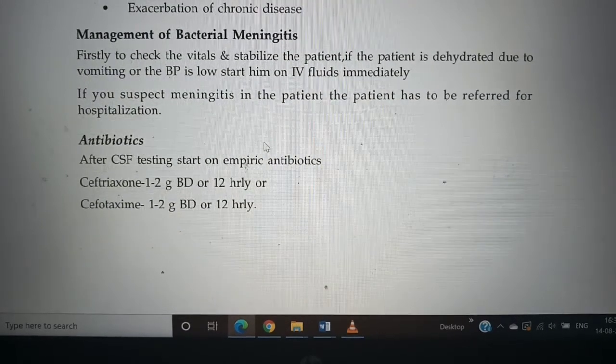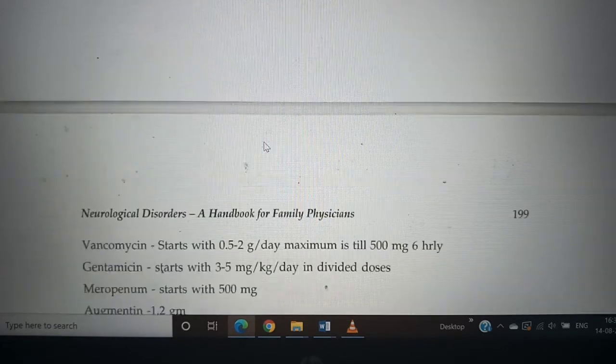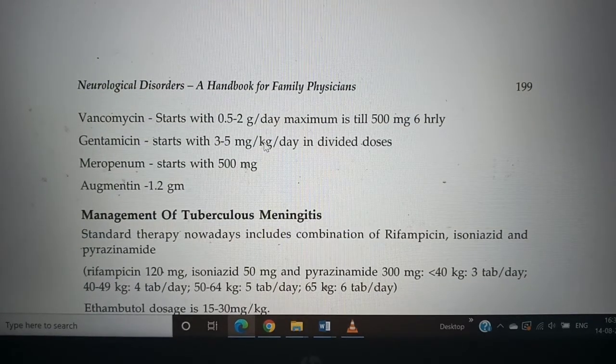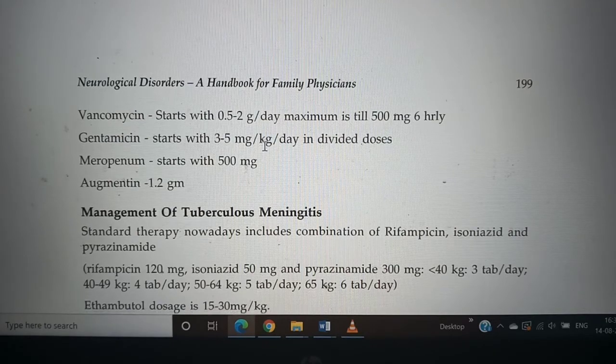What is the treatment for bacterial meningitis? The person can be dehydrated, so they have to be given IV fluids, their vitals have to be checked, and the patient has to be stabilized. If the person has meningitis, they have to be immediately taken to the hospital. Antibiotics should be started to overcome the bacteria, like gentamicin, vancomycin, augmentin. All these are useful for bacterial meningitis.